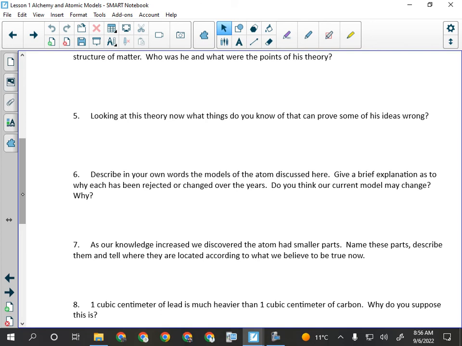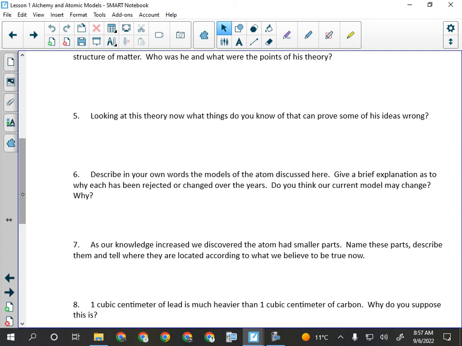Question number 6. Describe in your own words the models of the atom. Give a brief explanation as to why each had been rejected or changed over the years. Do you think our current model may change, and why? So we started with the solid sphere. Dalton came up with that because it seemed to fit with the behavior of matter and reactions and physical changes and things like that. It was rejected because J.J. Thomson discovered that some chemical reactions produce electric currents, and the particle responsible for that are electrons. Dalton's solid sphere model did not account for that, so it was rejected and changed to the plum pudding model.